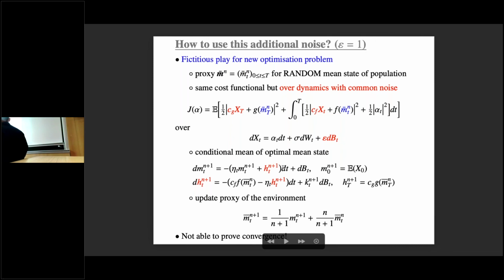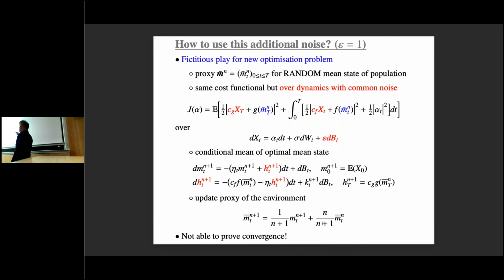If you do that, you compute, and this is what I told you before, the best response. So this is the minimizer when you are given your strategy, when you are given the environment, and then you update by using the rule from the fictitious play. So M bar n plus one, the new environment, is one small step, and this small step is given by the solution to this forward-backward system. This is the same as before for the toy example, except that inside F and G you put the proxy at iteration number n, and then you have n divided by n plus one. So this is exactly the fictitious play.